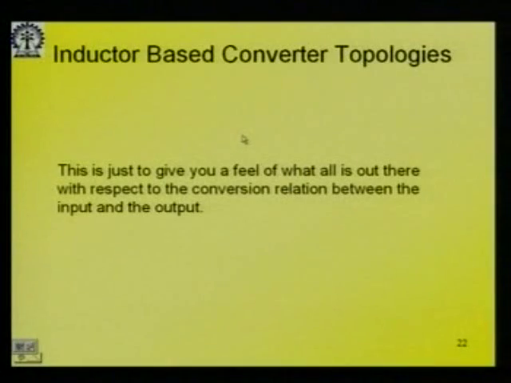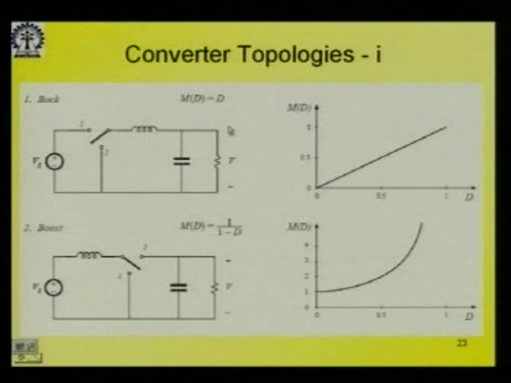Now, before we end, we will just show you some of the inductor based topologies. This is mainly for your record, and we have described both these two already, the buck and the boost. As I mentioned, in the buck converter, the output voltage is linearly proportional to input voltage and depends on the duty ratio. The ratio between the output voltage and input voltage is called the magnification factor M. In the case of a buck converter, this is equal to D, the duty ratio.